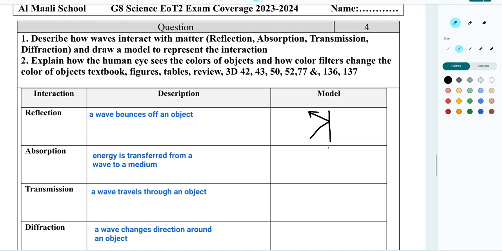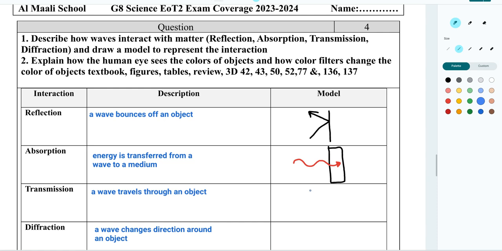Okay, absorption is a little more complicated. So I'm going to draw my barrier there, and my wave is traveling through and absorbed by the barrier, so it doesn't go through that barrier.